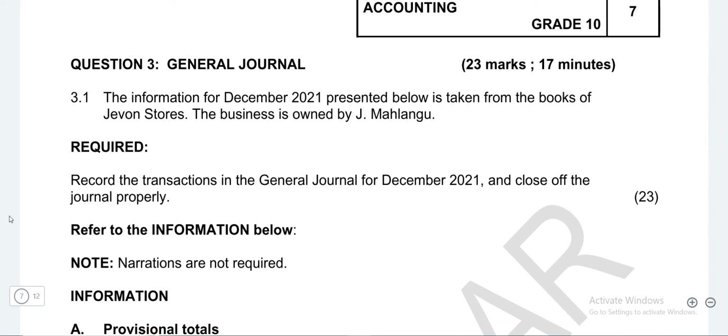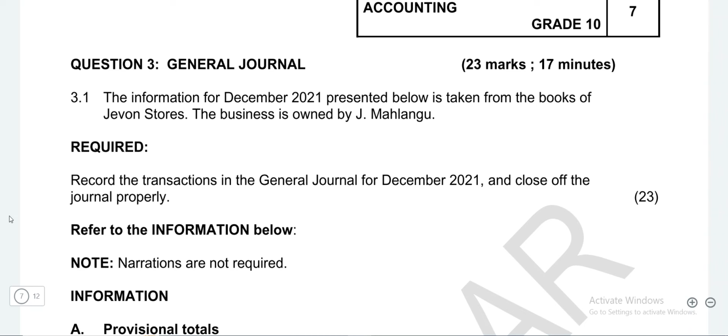We then have what we call the debtors journal. In the debtors journal, we are recording the credit sales that were made by the business. In other words, we are only recording there whenever we have sold to our customers on credit. And then we also have the creditors journal. In the creditors journal, we are recording all the credit purchases made by the business.